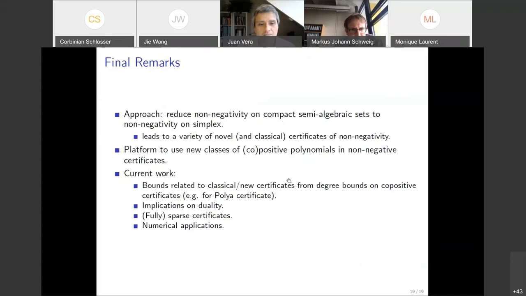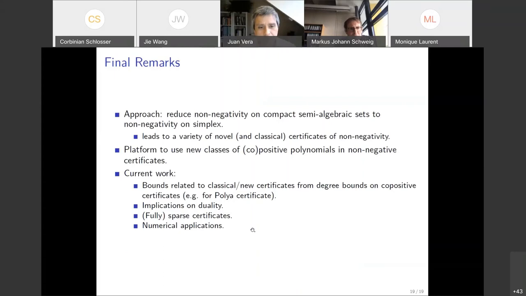Also, this is very closely related to duality. That's something that I didn't show. But when we build these non-negativity certificates, we are really working on the dual problem of the optimization problems. Here we are connecting non-negativity certificates for a semi-algebraic set, so for a general polynomial optimization problem, with non-negativity certificates over the simplex. So that means we are saying something about the dual of these problems. We are able to show, for example, strong duality in a very general class of polynomial optimization problems. That's current work also.